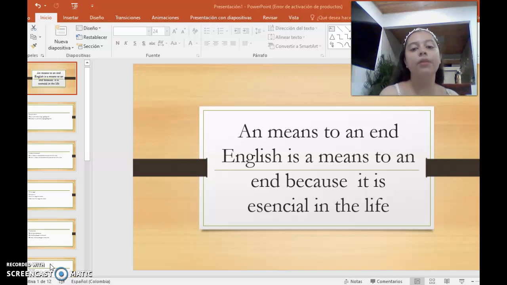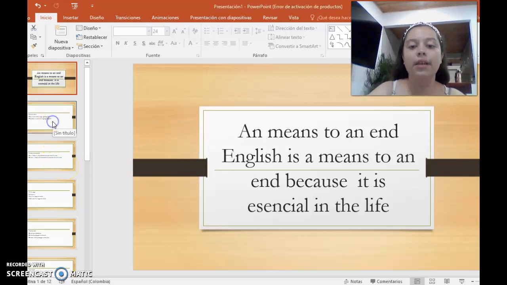The example is "a means to an end." English is a means to an end because it is essential in life. In Spanish, "a means to an end" is "un medio para un fin." The sentence is a great example because it is third person, and this is the structure.